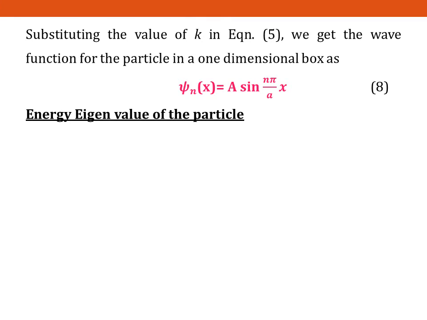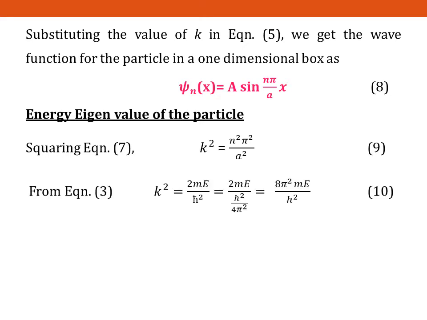This we obtain by squaring equation 7. On squaring, we have k square equal to n square pi square by a square, which we represent as equation 9. There is already another expression for k square in the form of equation 3, which is k square equal to 2mE by h cross square. We now substitute the reduced Planck's constant h cross as h by 2 pi, and in the denominator we have h square by 4 pi square. When 4 pi square is taken to the numerator, we have the numerator to be 8 pi square mE by h square, which we represent as equation 10.